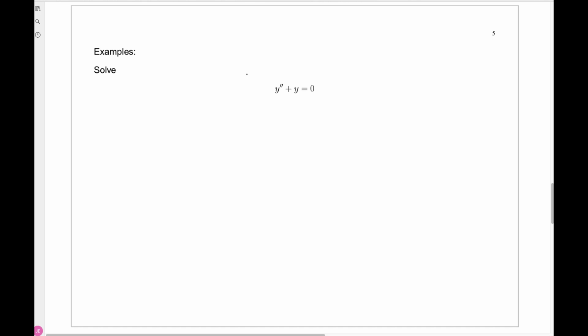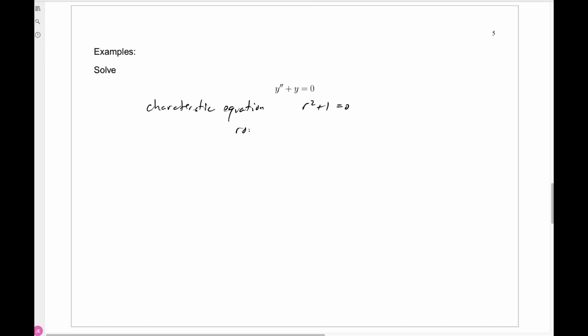Let's look at some examples of solving second-order linear constant coefficient homogeneous differential equations when the characteristic polynomial has roots which are not real. Well, let's look at this simple differential equation which we've talked about before by just kind of guessing roots. Let's see what our technique now tells us. What is the characteristic equation? It's just going to be r squared plus 1 equals 0.